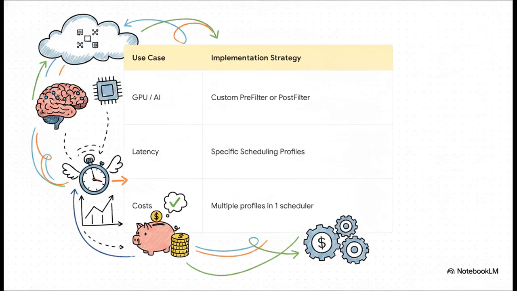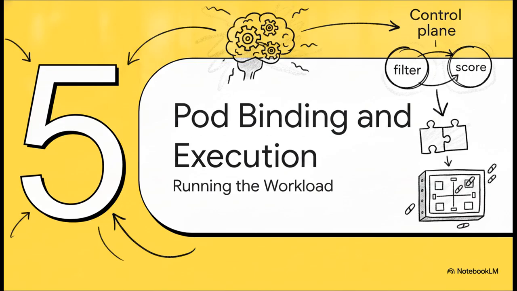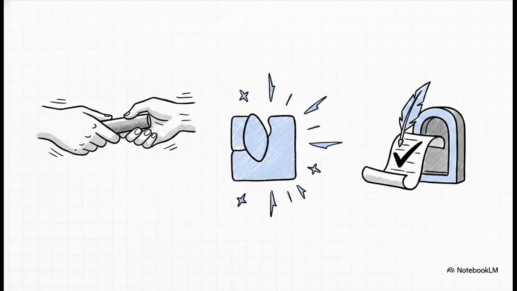It is super elegant. Finally, Section 5, Pod Binding and Execution. Time to actually run this workload. We have officially reached the climax of our journey here. The control plane has evaluated everything. The scheduler has run its gauntlet of filters and scores, the match has been made, and it's time for the node itself to take over.